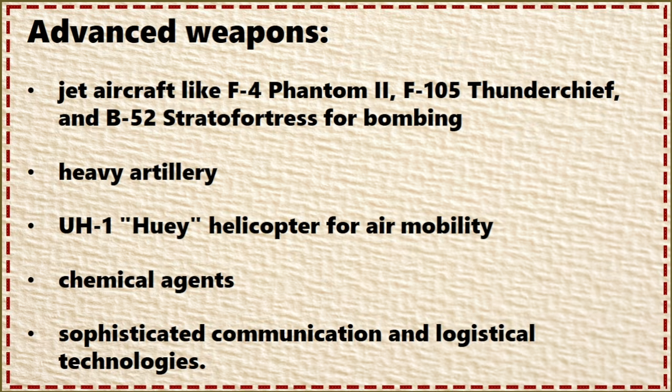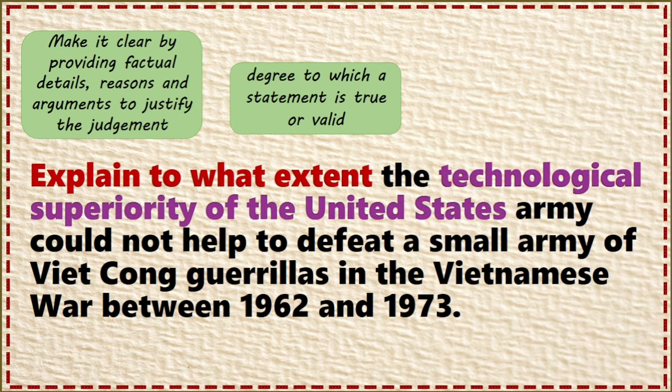So what technologies are we talking about? We are talking about advanced weapons, jet aircraft, the B-52s, heavy artillery, UH helicopters, chemical agents, sophisticated communication and logistical technologies. These had the advantage of air mobility and fire support, which allowed rapid deployment, massive firepower, and high survivability in conventional engagements. These capabilities worked in open battles, especially during large operations such as Lam Son, whereby South Vietnamese ground forces could move only because of intensive United States air support.